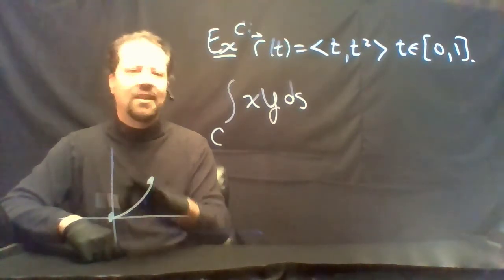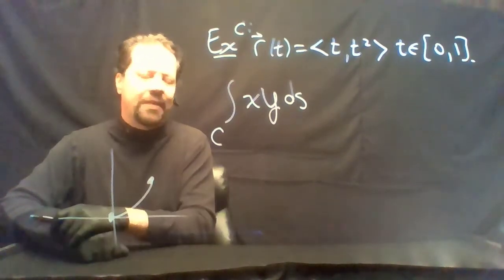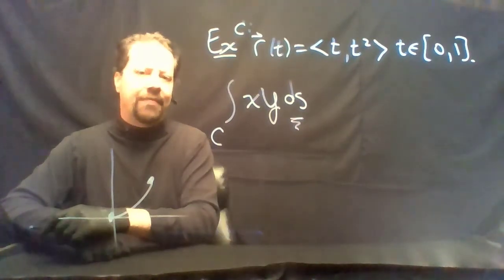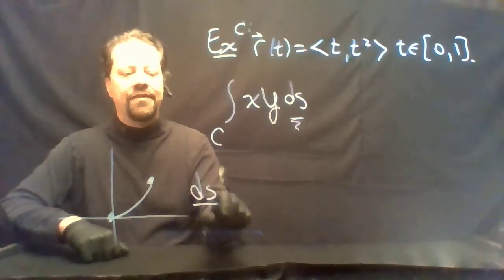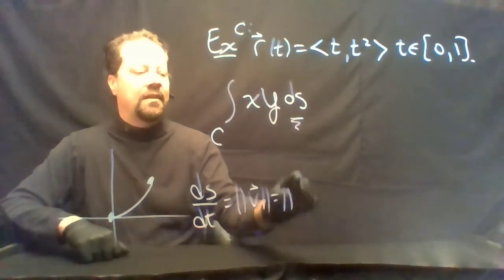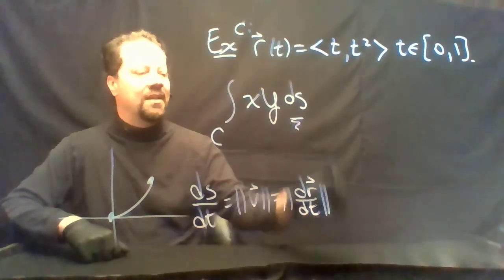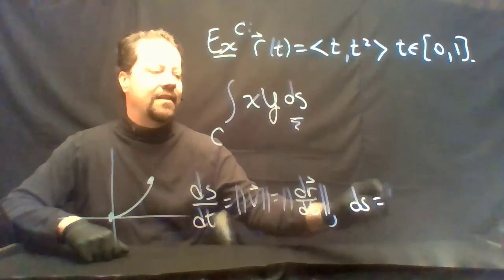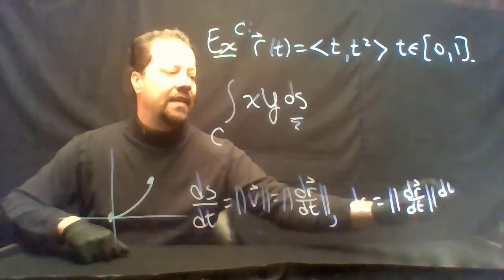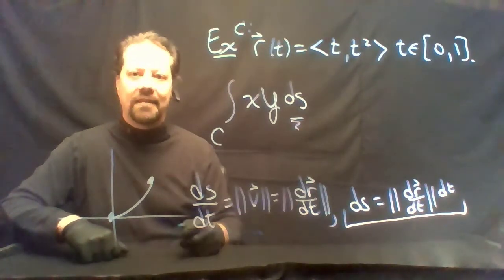I'm not asking what it means or how to interpret this in any way, just mechanically, how do we evaluate this line integral? The first thing we need to understand is the element of arc length. You'll recall that the rate of change of arc length with respect to time is the norm of the velocity vector. It's the speed. That means then that the element of arc length is the norm of dr dt times dt. And that's exactly how we'll calculate the element of arc length.